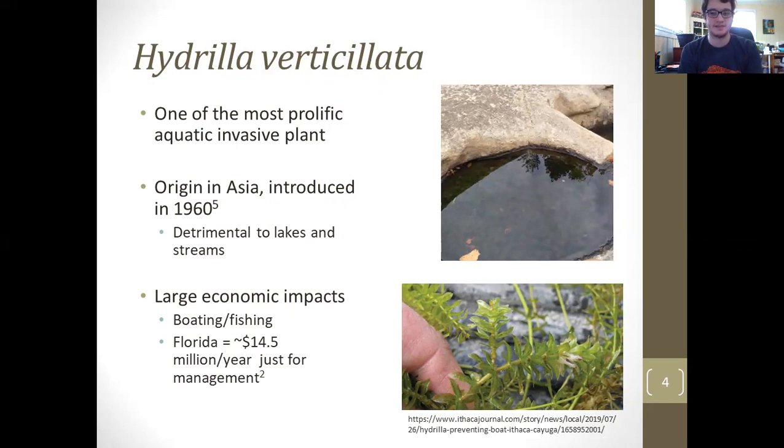Hydrilla is present in the James River system, especially in the rock pools. We know that it has at least been in the rock pools since 2012 when it was first recorded in our data set, but it has most likely been there longer.